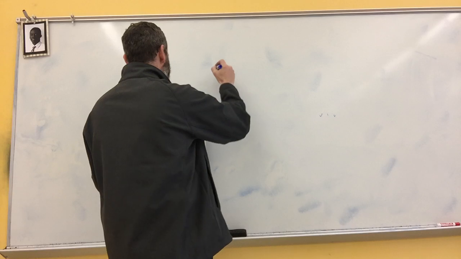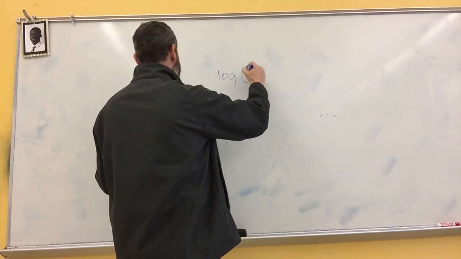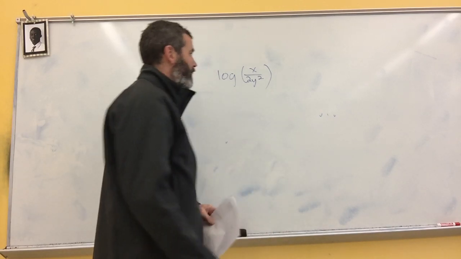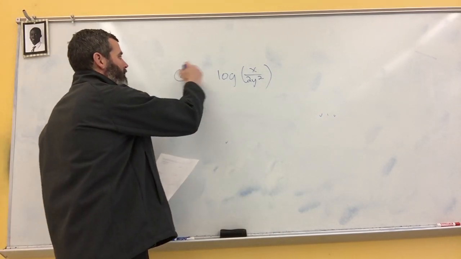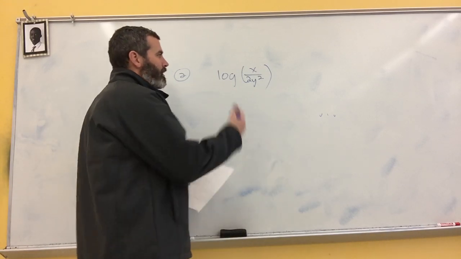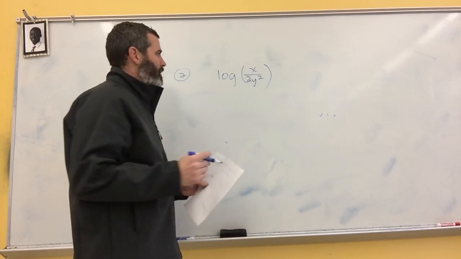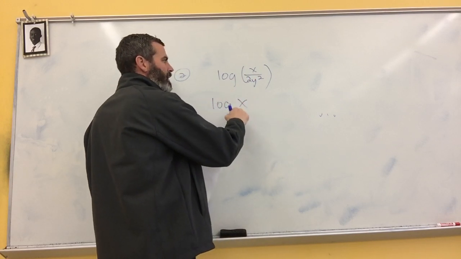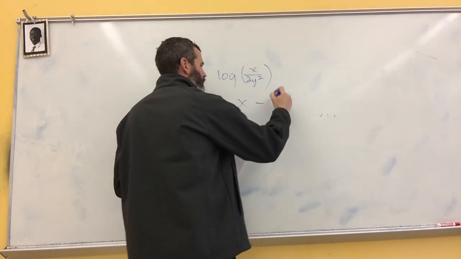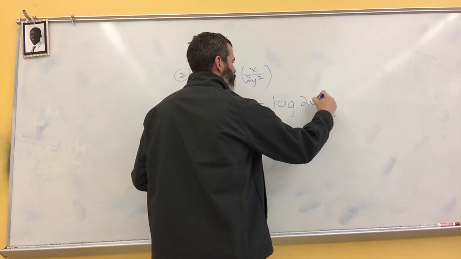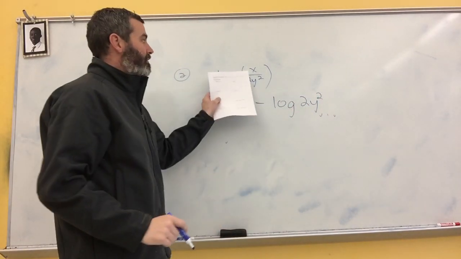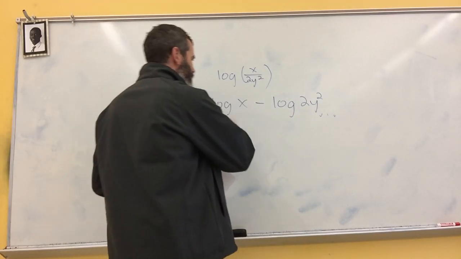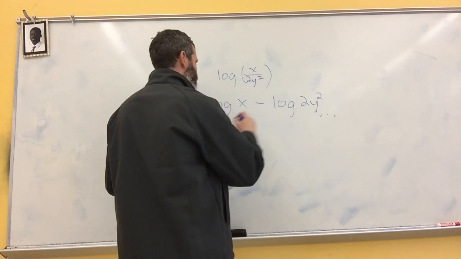Number 2. Log of x over 2y squared. Okay? Expand. So I'm going to use the quotient property first, then the product, then the power. So first of all, log of x, no base, we assume base 10. I don't have to write it there. Okay? I divide here, I subtract here. Divide here, subtract here. So this is expanded completely, this isn't.